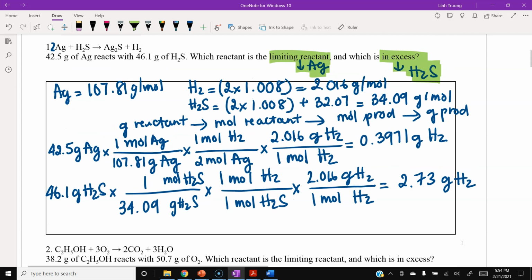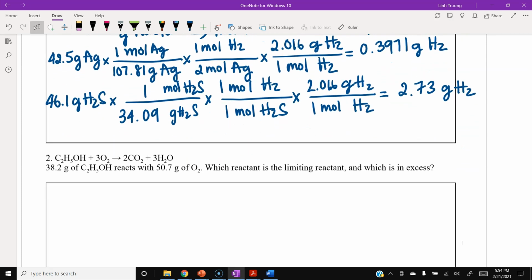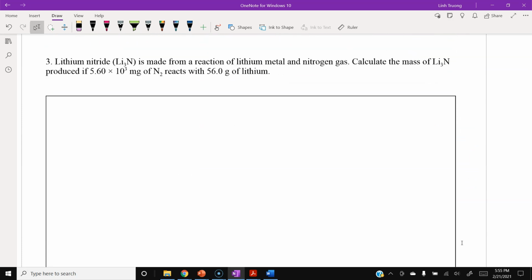So you can use what I just did in number 1 as a model for what you can do for number 2. Alright, so let's see what we have here. We have lithium nitride is made from this reaction between lithium metal and nitrogen gas. Let's go ahead and write out our reaction first.